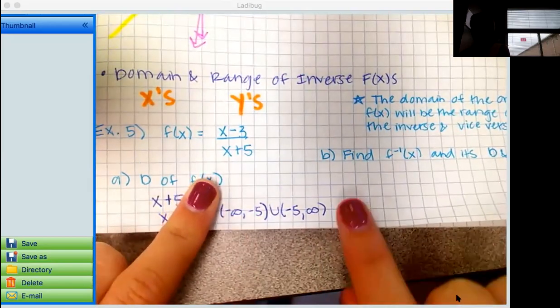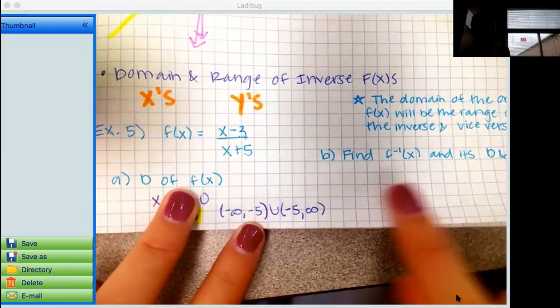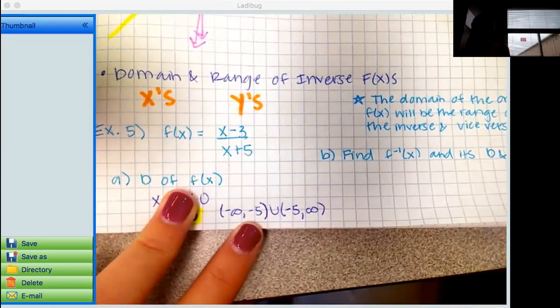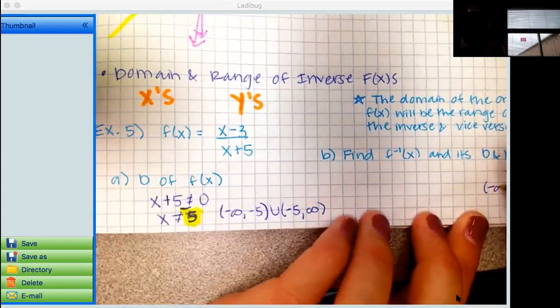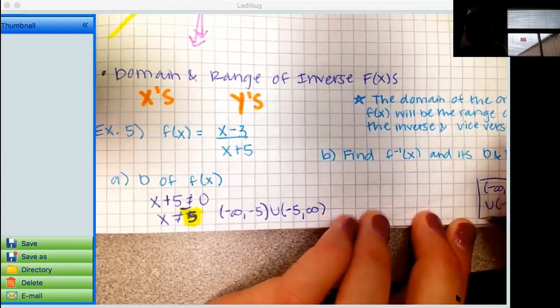So that means this is going to be the what of the inverse? Good. So guys, you already know the range. It doesn't take any work. Negative infinity to -5, union, -5 to infinity. That's the range.